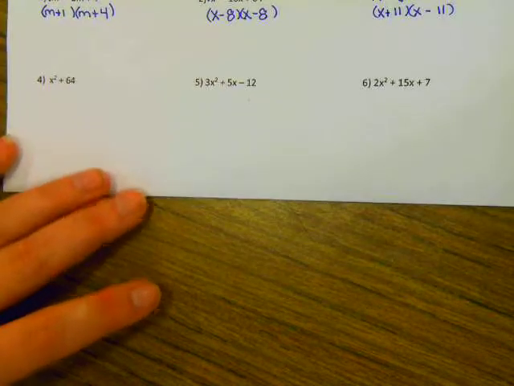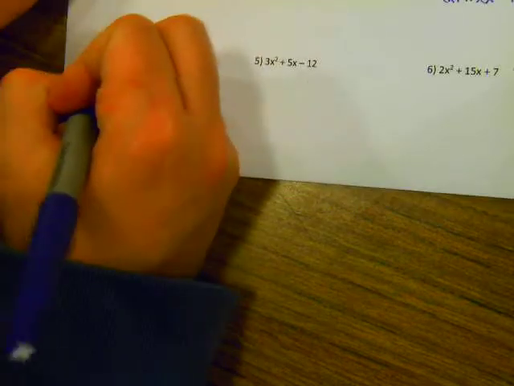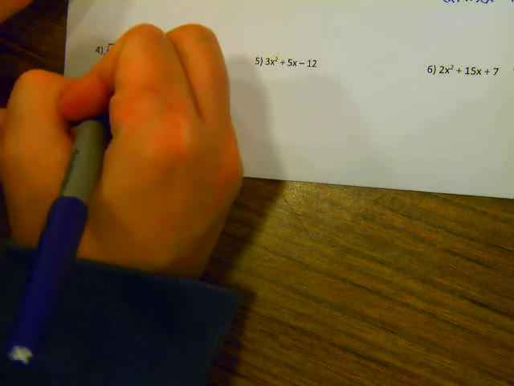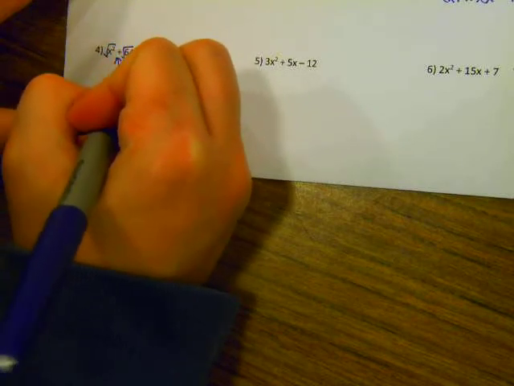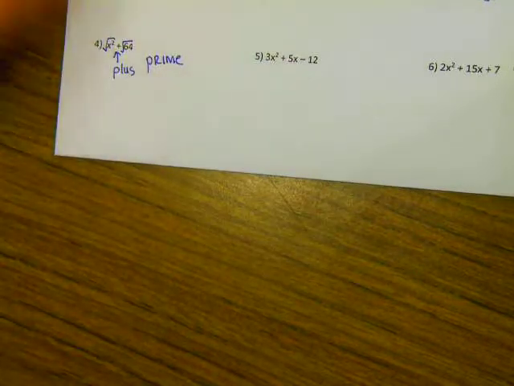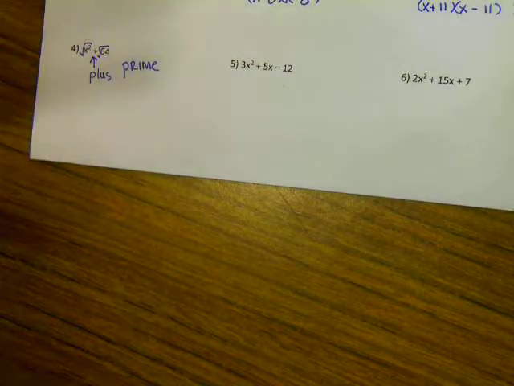Okay? Number 4 here, x squared plus 64. I understand this is a perfect square and so is that, but this is a plus. And when you see this, we call this prime. Like a prime number, you can't divide it out. You just leave it there, that's your answer. You would just write prime. There's no factors for it.